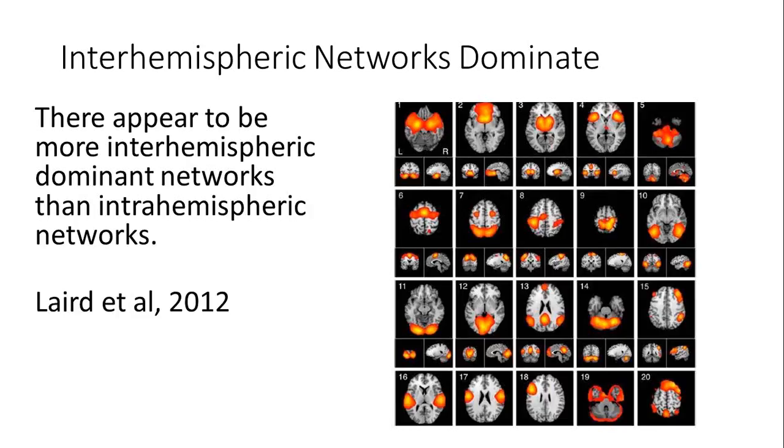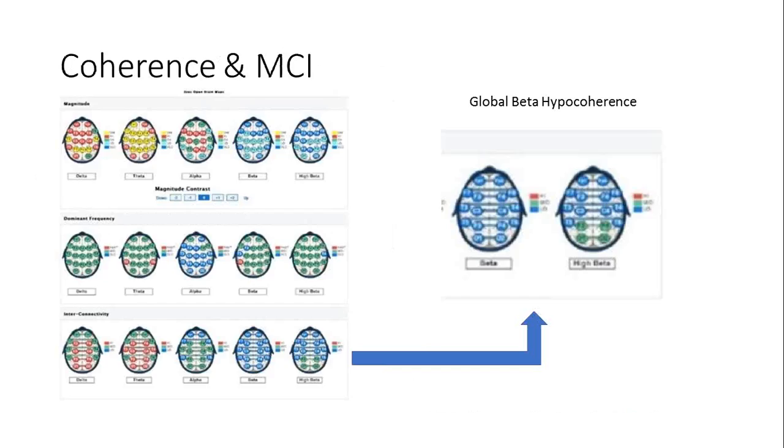So the interhemispheric networks dominate, and as we say, there seem to be more interhemispheric dominant networks than intrahemispheric dominant ones. That's been noted in lots of publications. The most crucial thing to look at is interhemispheric.